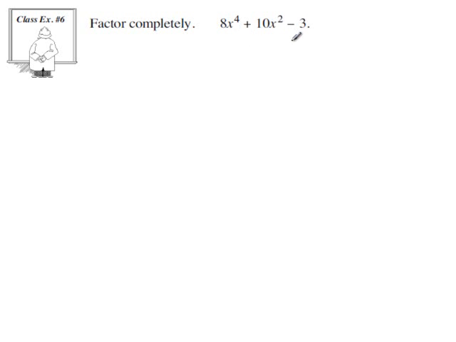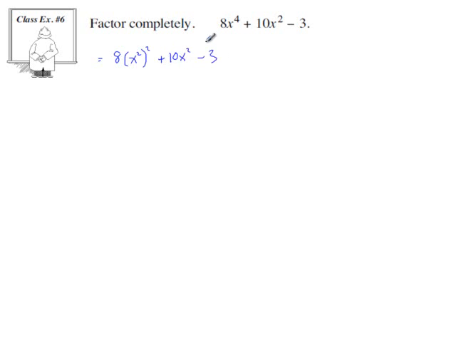Alright, looking at this question here, first thing to do is check for common factors that can be taken out, and there aren't any. Now I have an x to the fourth here. I'd prefer I'd have something squared. So I'll see if I can write that x to the fourth as something squared. X to the fourth I could say is x squared times itself, or x squared squared, plus 10x squared minus 3.